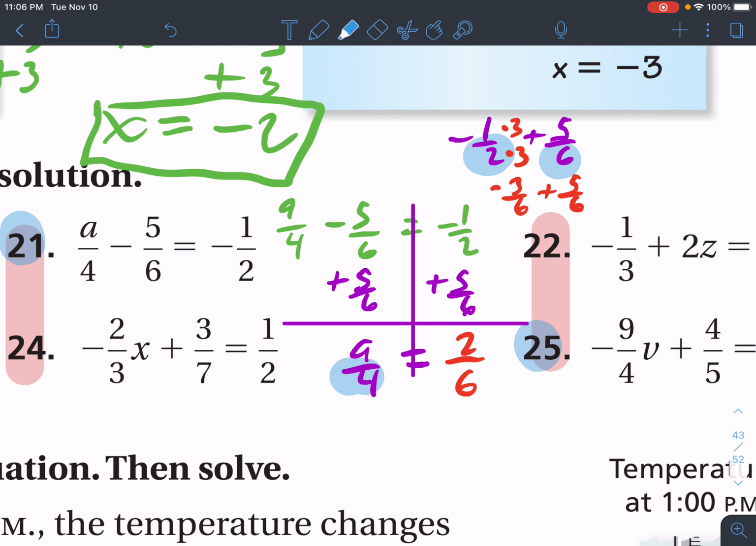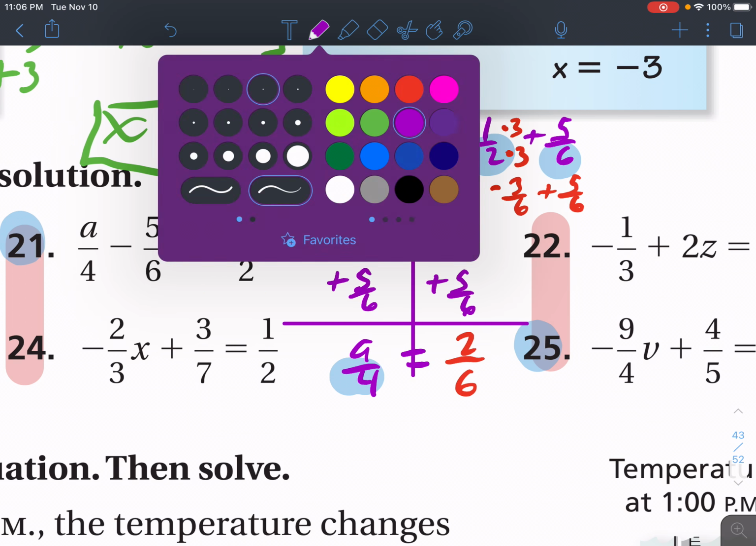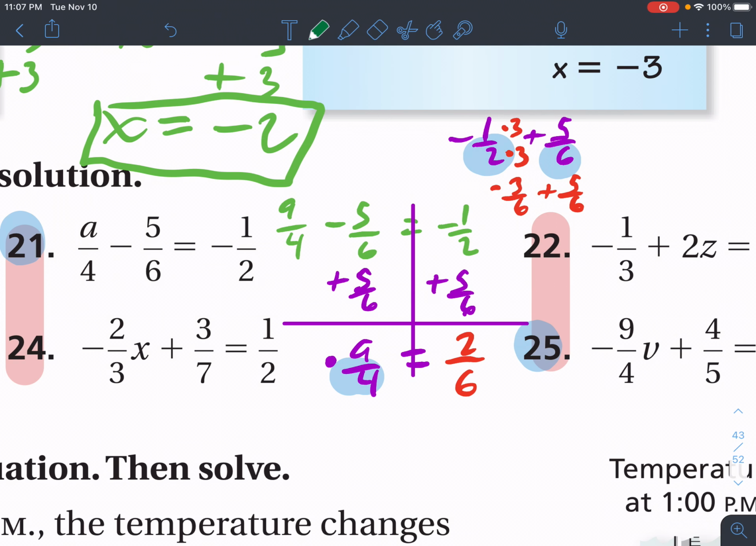Now, this is division, so I'm going to multiply. Oh, let's do a different color. Let's do green. Multiply by 4, right? Multiply by 4. The 4's cancel out. You're left with an a on the left side. On the right side, I'm going to multiply straight across. You can cross cancel if you want. I'm not going to because I know some of you guys don't like it. So I'm going to do 8 on the top, 6 on the bottom.